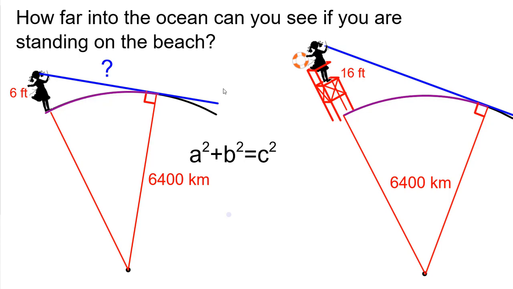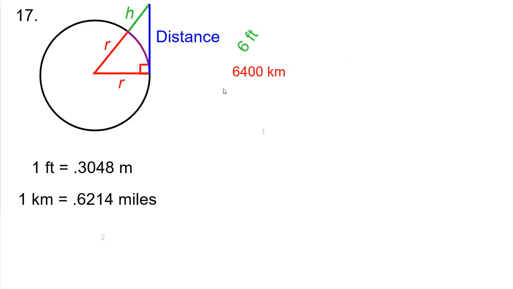So let's go ahead and solve these values. I'm going to break them down into two separate problems here. So this is number 17 on the back side of your homework. So the first one, I've just shown a different diagram here, but the radius of the Earth we know is 6,400 kilometers. So that's the radius for both of those. The height above sea level, we're going to set that as 6 feet. And all we want to do is solve for this distance here. We can call that x or d.